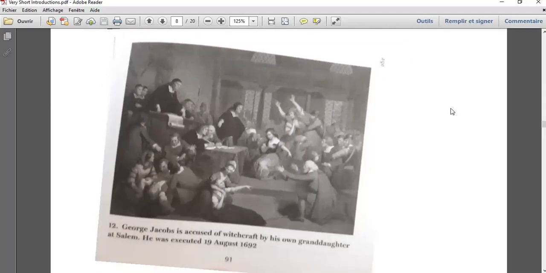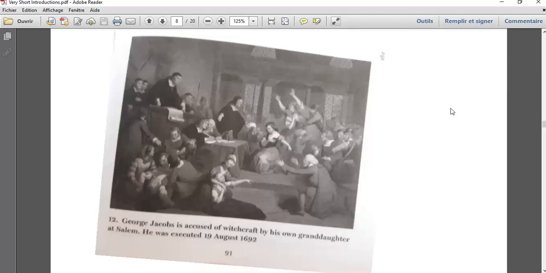Among other things that you can find in those pages 89 to 94, you have an illustration. Here an illustration of George Jacobs, accused of witchcraft by his own granddaughter at Salem. He was executed on August the 19th, 1692. So here you have an illustration, because as with a lot of books, you have non-textual elements that are given to help you understand or focus better on what is at stake. And of course, the information about this man having been executed is also a reminder that people died after witch trials or ensuing witch trials.